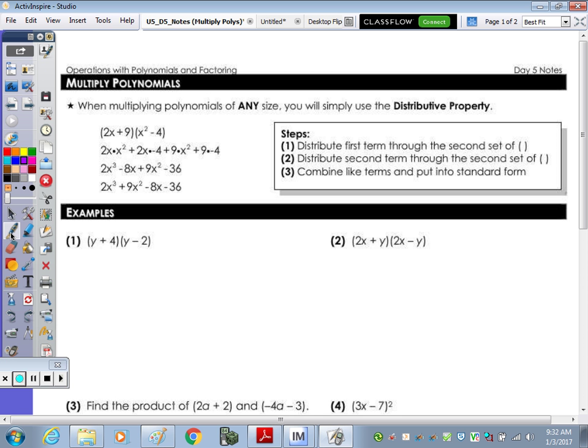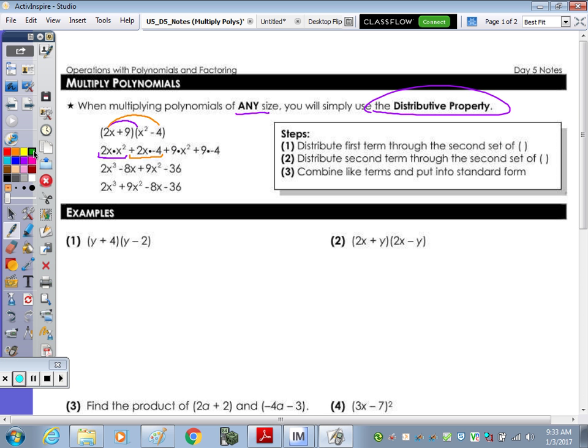But when multiplying polynomials of any size, all we do is use the distributive property. You can stack, so I'll do a couple by stacking like terms as we multiply, or you can just simply write the expression left to right. If you take a look at the example that's given, the steps are here, you can use it as a checklist. They first multiplied 2x times x squared. There's that product. And then next, 2x times negative 4. So there's that product.